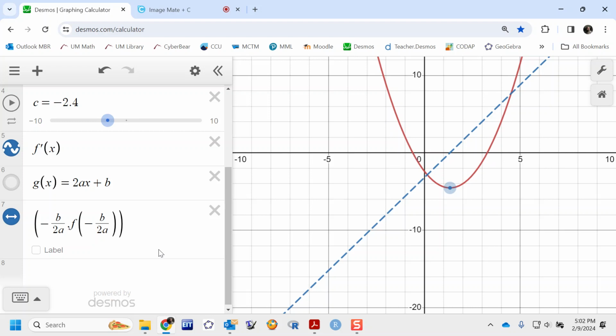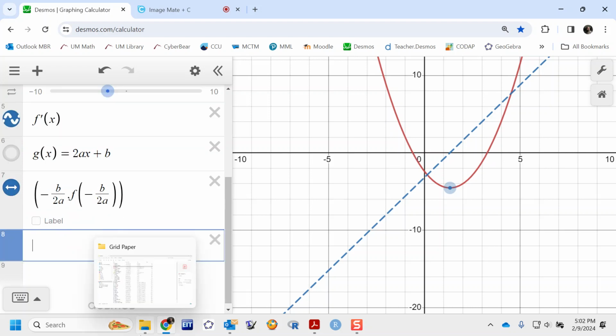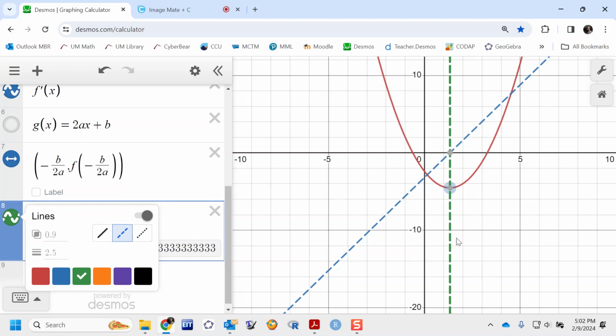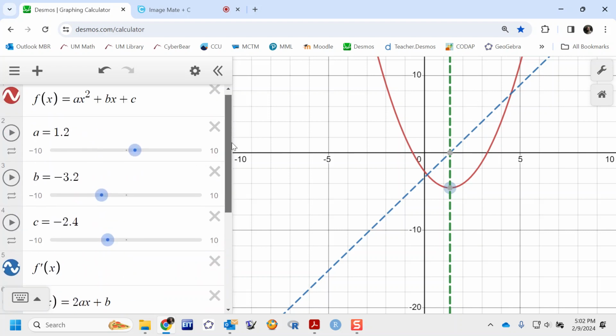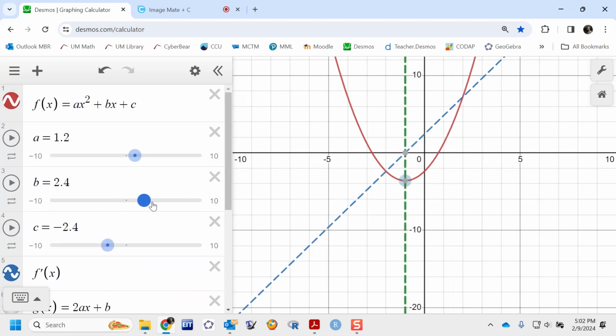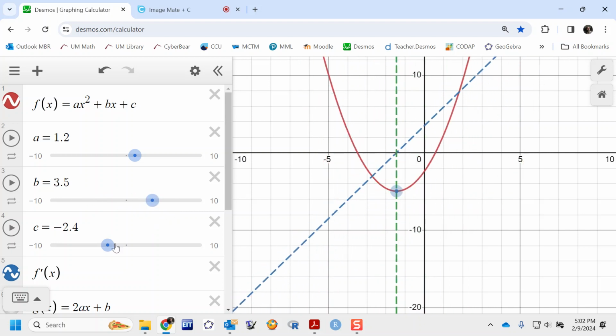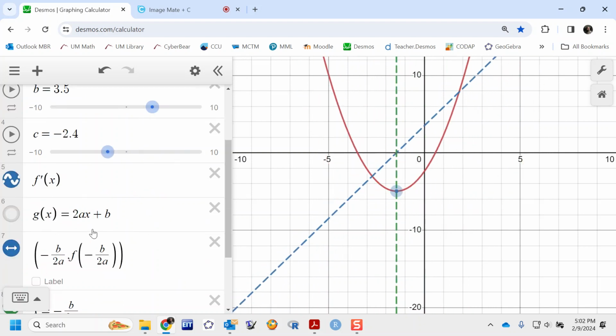Right here and here. So if we plot x equals negative b divided by 2a, then that green line that we see there, I'll dot it, is the axis of symmetry of a quadratic function. Any quadratic function is going to have that as its axis of symmetry. I can move this and the axis of symmetry will change with it, right? And I'm going to turn off the derivative here really quick.